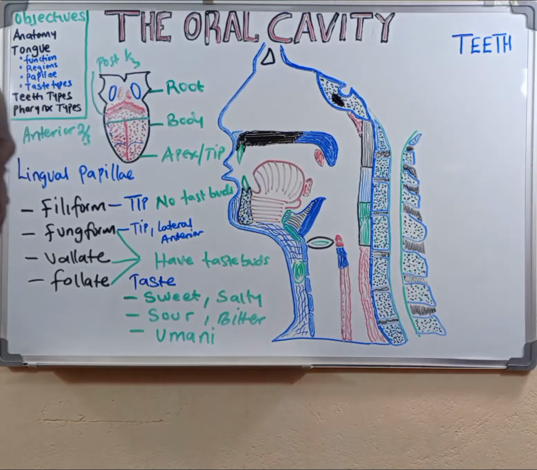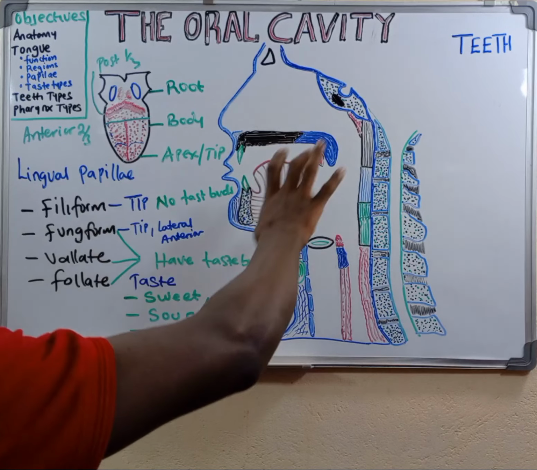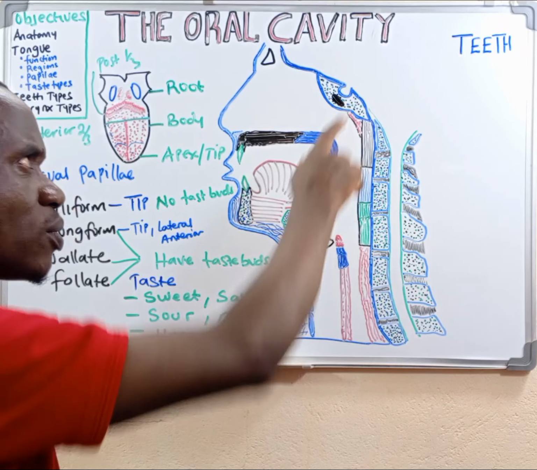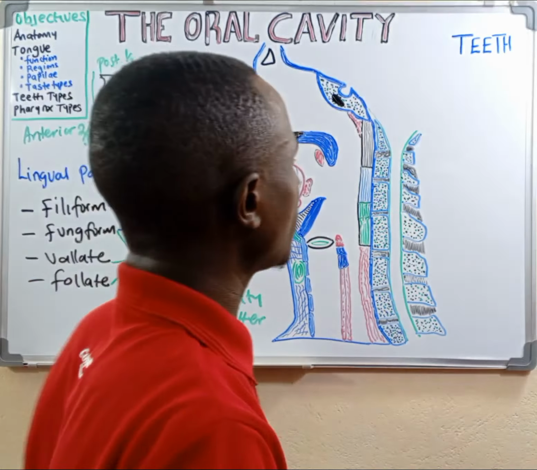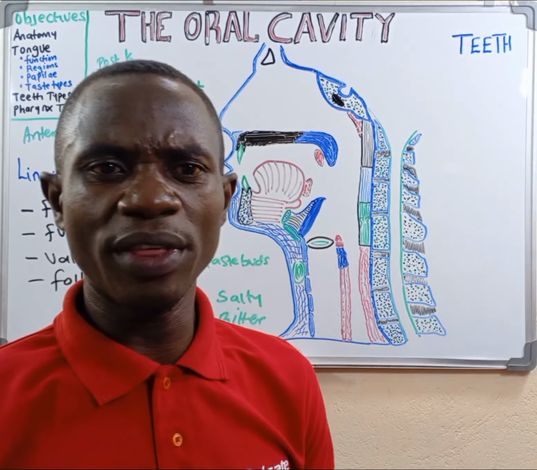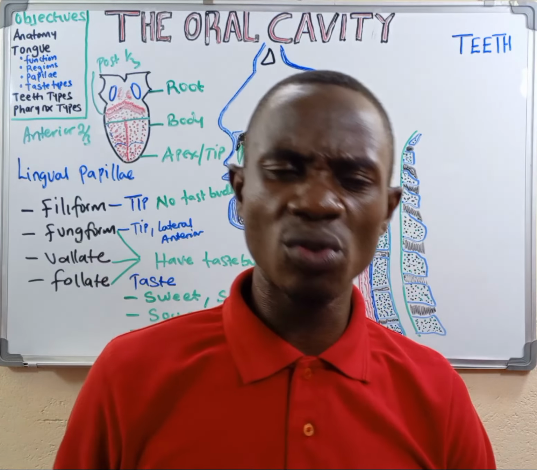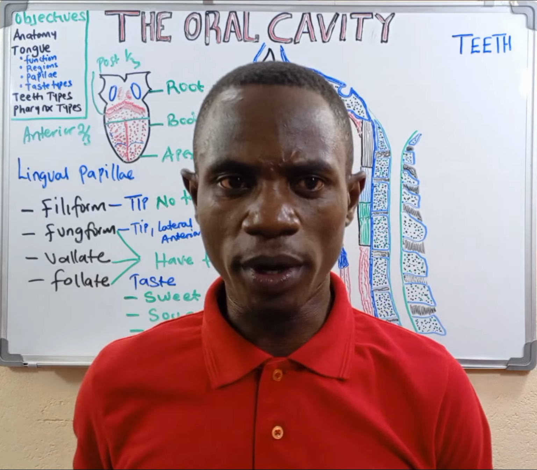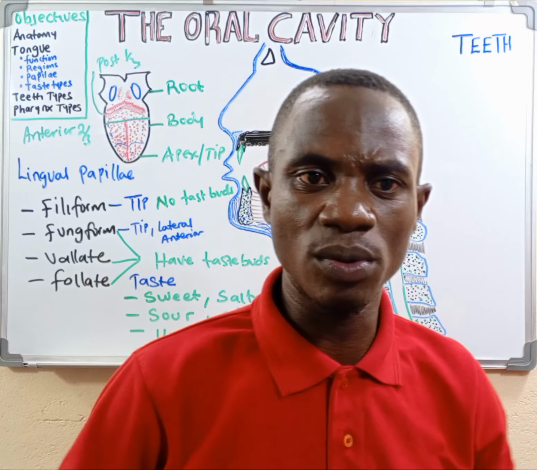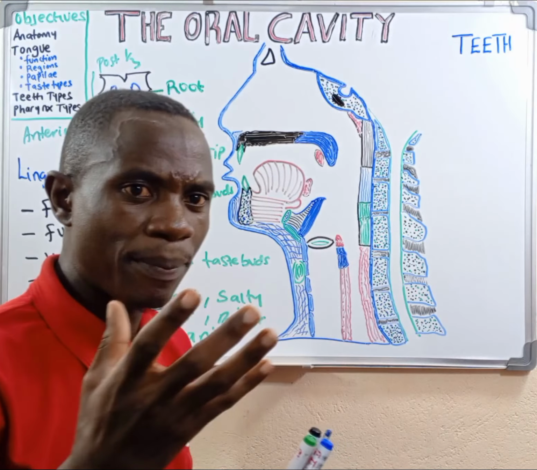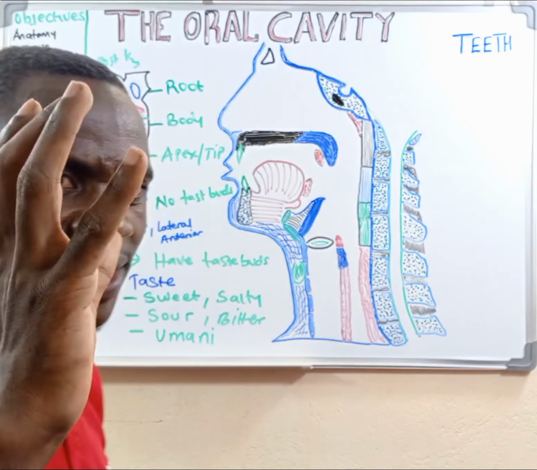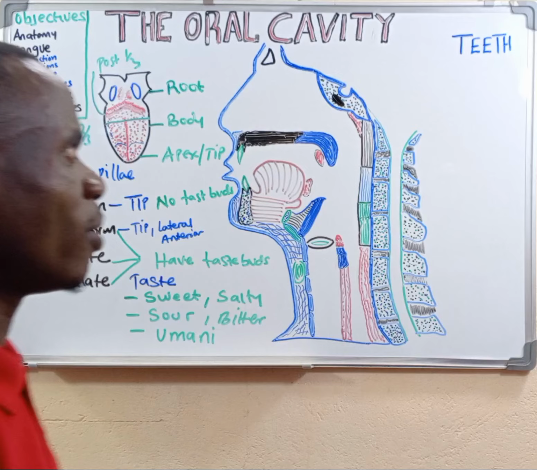So now, having looked at that, let's briefly talk about something small about the teeth. The teeth are one of the hardest tissues in the body because they are so much calcified. They are anchored in the jaws, both the upper maxilla and the lower mandible.